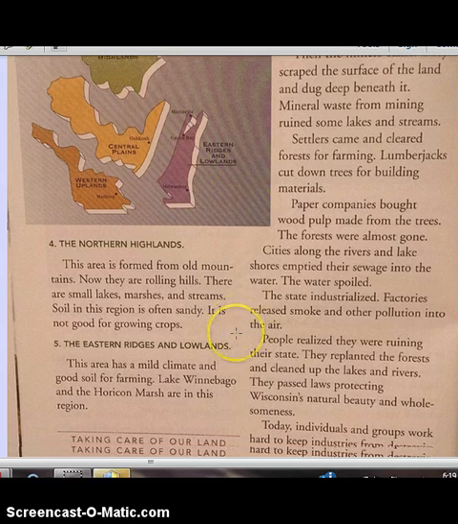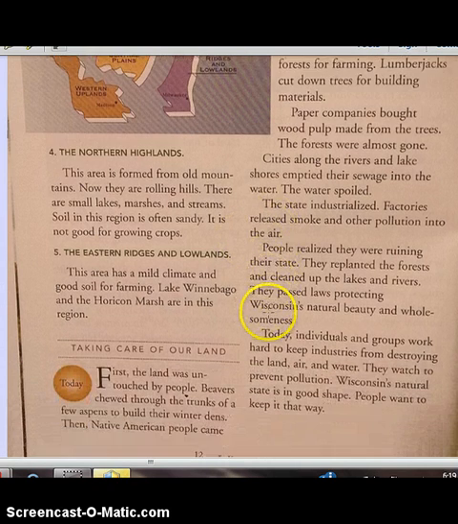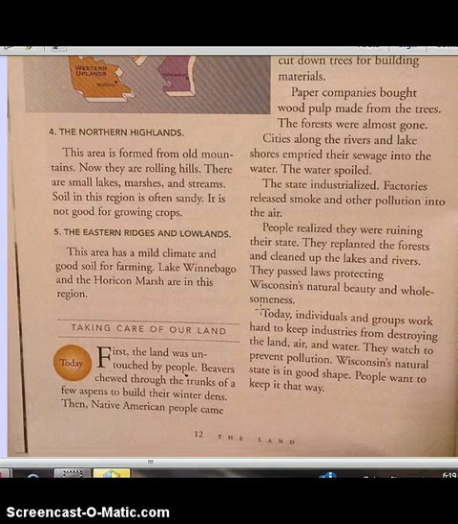Let's go ahead and go to number 5. The eastern ridges and lowlands. This area has a mild climate and good soil for farming. Lake Winnebago and the Horicon Marsh are in this region. Now again, if you'd like to pause and rewind and go fill out your chart, you can do that. Otherwise, we'll go on to the last part of our section, which is taking care of our land.